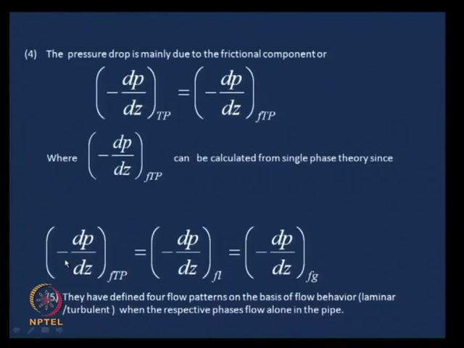Now, we find that based on these assumptions, if we can find out phi L square and phi G square, then we will be in a position to find out the two phase pressure gradient. For that, what do we have to know? We have to have methods in order to find out the single phase pressure gradients for liquid flowing alone in the pipe, and for gas flowing alone in the pipe.